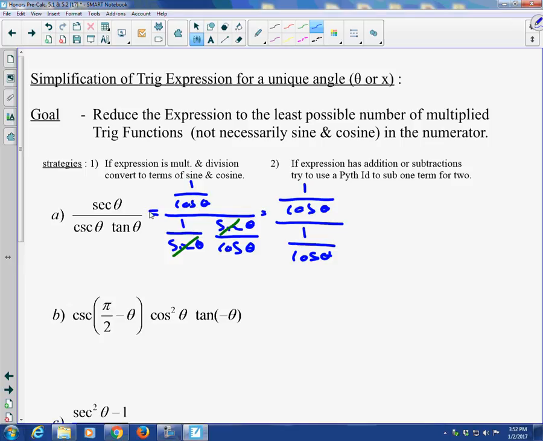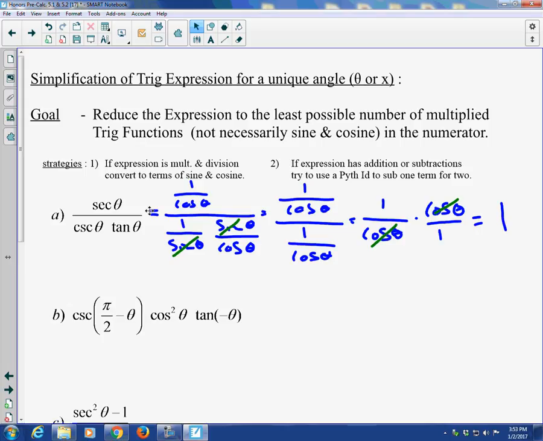But in terms of just practicing algebraic moves that we're going to use over and over again, I'm going to say that this 1 over cosine theta in the denominator can be written as a multiplication of the reciprocal. So I'm going to have 1 over cosine theta times cosine theta over 1. And of course here my cosine thetas cancel, and I get my entire expression to simplify down to 1.